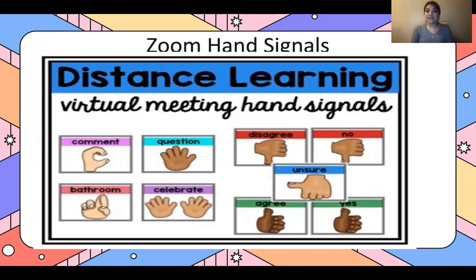When you are called on, you can go ahead and turn on your microphone and ask your question. If there's anything you are unsure about, you can put your thumb sideways. If it's something that you agree with or you want to say yes to, you can have a thumbs up. Anything you disagree with or say no to will be thumbs down. Got it? Okay, let's get to it.